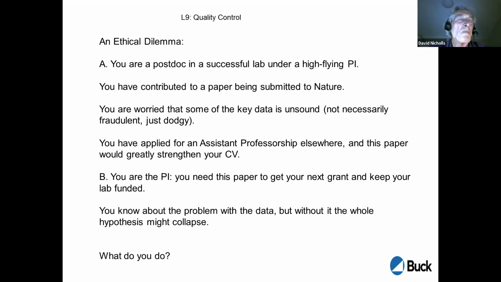On the other hand, you're the PI yourself. This paper you desperately needed to get the next grant, to keep your lab funded, to keep your people employed. And you know about the problem, but without it, the whole hypothesis would collapse and you don't get your grant. What do you do? That is a real life dilemma that I know occurs frequently in these high profile papers, particularly those with multiple authors.